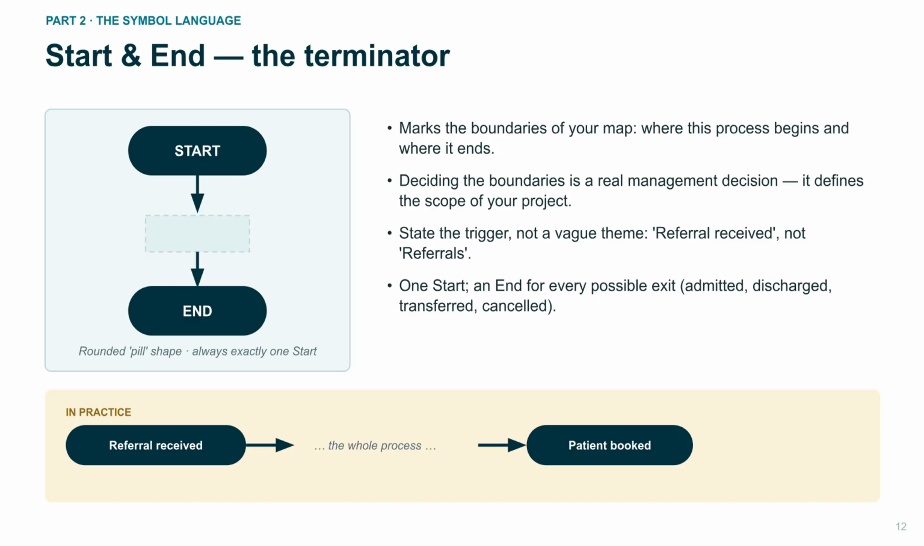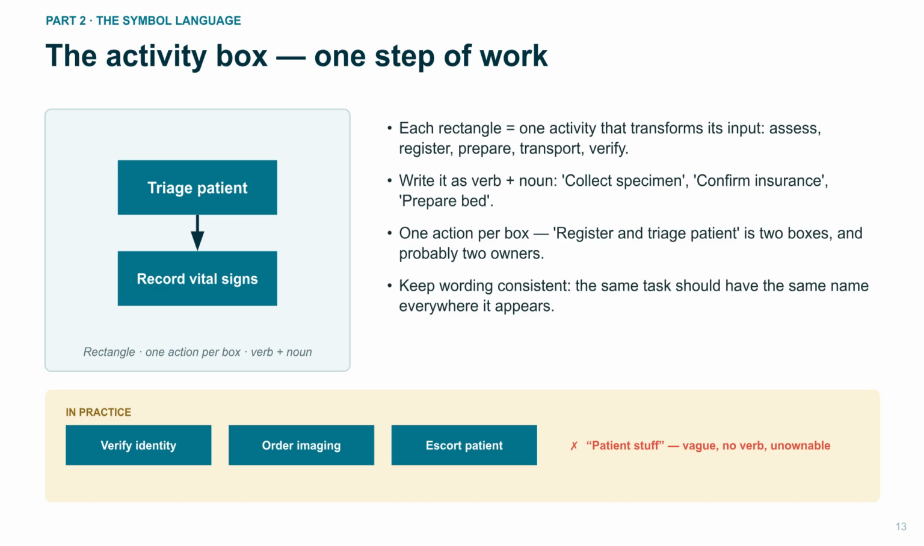The terminator symbol marks the start and end of your process. Choosing these boundaries is a critical management decision that defines your project's scope. Always use one start and an end for every possible exit. The activity box is the workhorse of your chart. Use a rectangle for each step, written as a verb plus a noun. Keep the wording consistent and limit each box to a single action to ensure clarity and accountability.